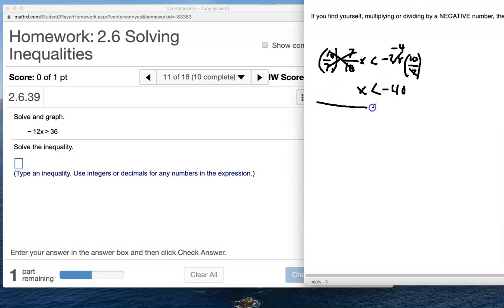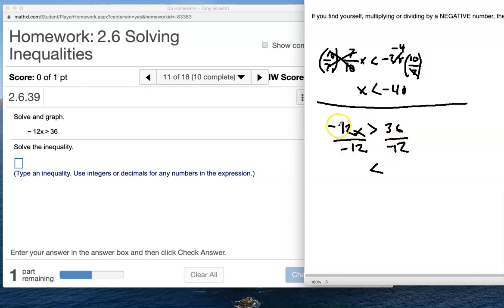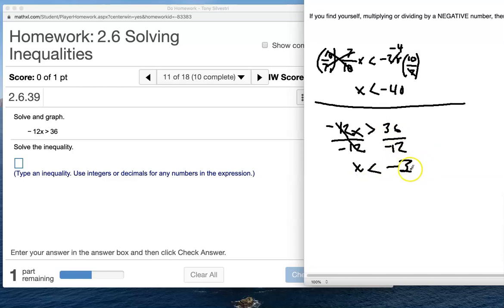Here it is. Negative 12x is greater than 36. Well, to solve that, I would have to divide both sides by negative 12, and bingo. I am multiplying or dividing by a negative number. I must switch the direction of the arrow. Make it point the opposite way. You still have to evaluate these expressions on both sides. This cancels, you get the x. 36 divided by negative 12 is negative 3. You still have to do that.